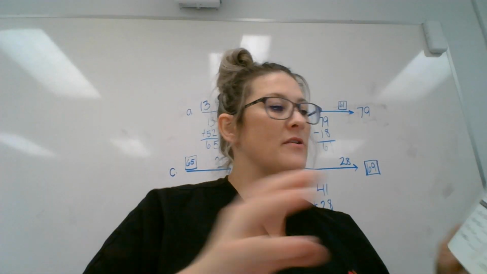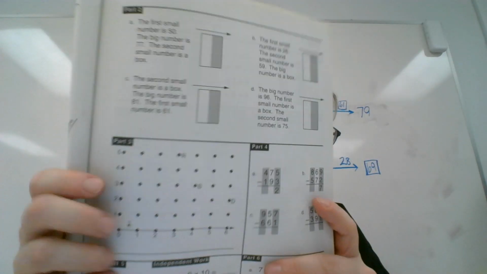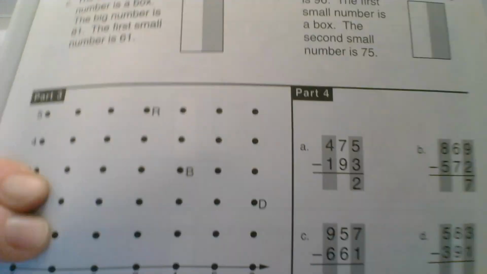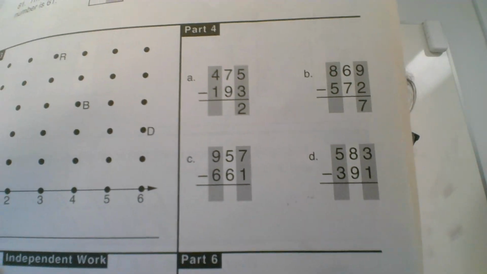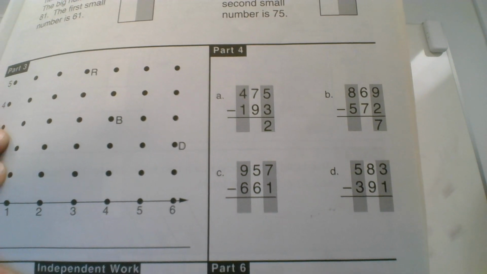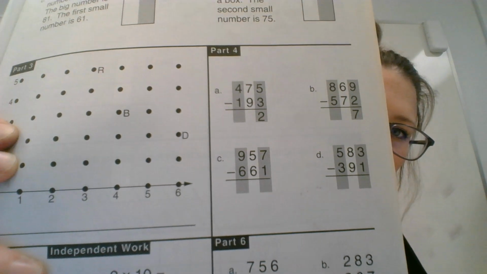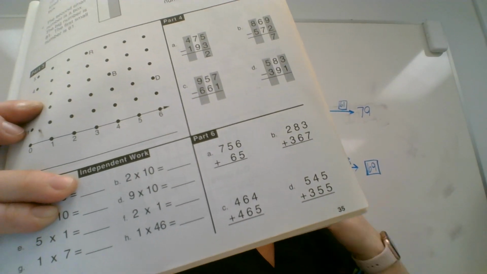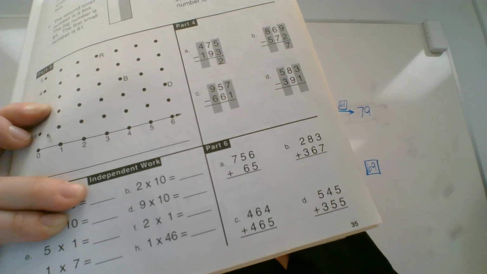Let's go ahead and look at part 4 in your workbook. I got it? Yes. All right. You're going to count to different places. Oh, we did the grid of dots already. That was part 3. I'm confusing myself. I'm sorry.